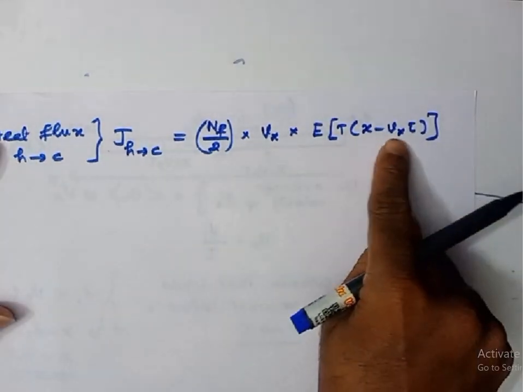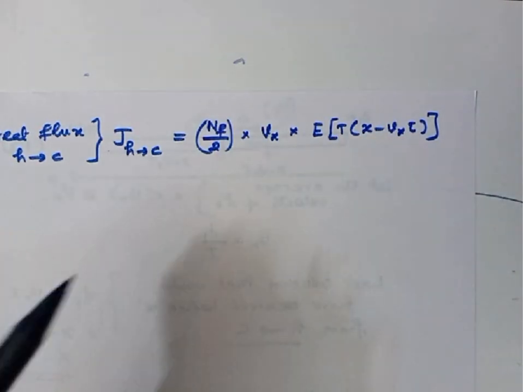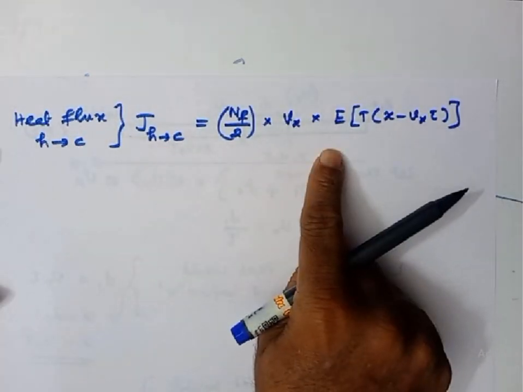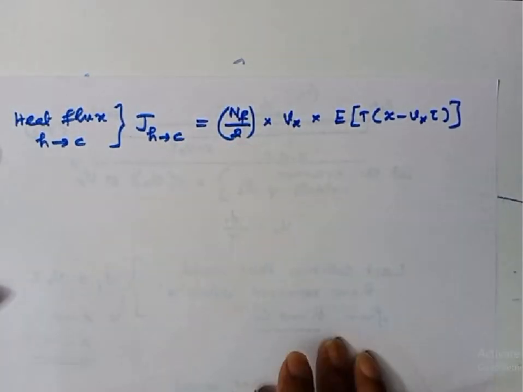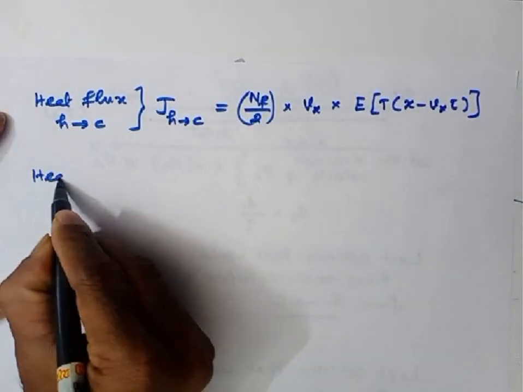Right? So at this position, whatever energy the free electrons possess, that is the energy carried by the free electrons towards X. So this is the heat flux occurring from hot end to cold end. Clear? Then what is the heat flux that occurs?